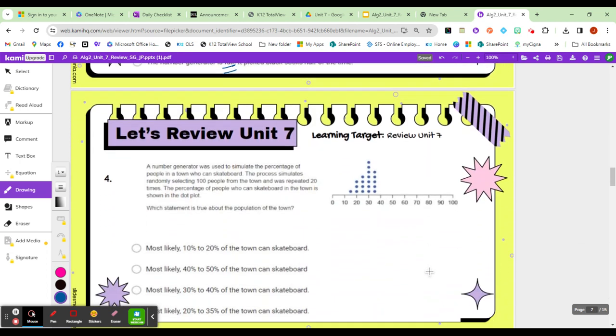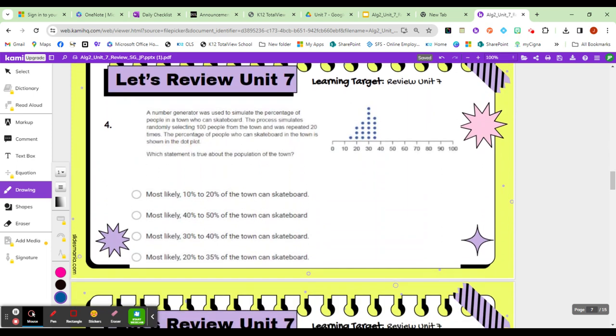All right, let's take a look at number 4. A number generator was used to simulate the percentage of people in the town who can skateboard. The process simulates randomly selecting 100 people from the town and was repeated 20 times. The percentage of people who can skateboard in the town is shown in the dot plot. Which statement is true about the population?